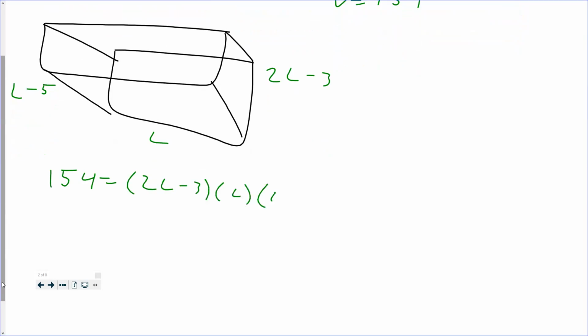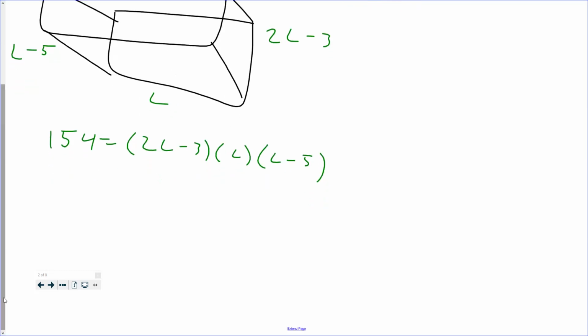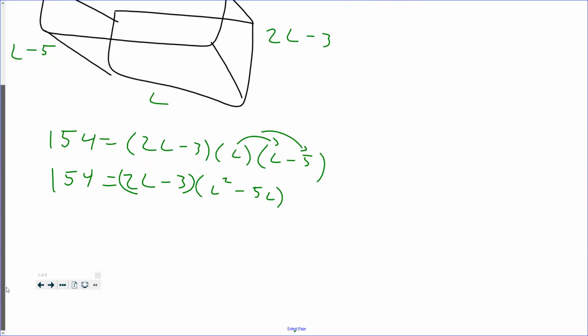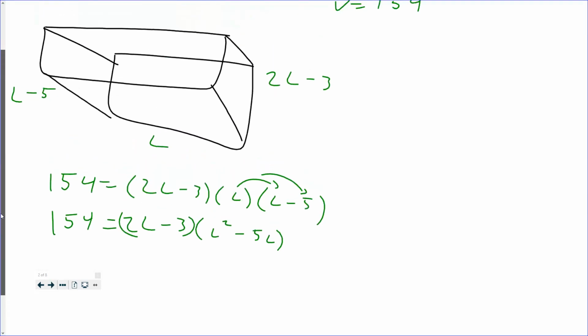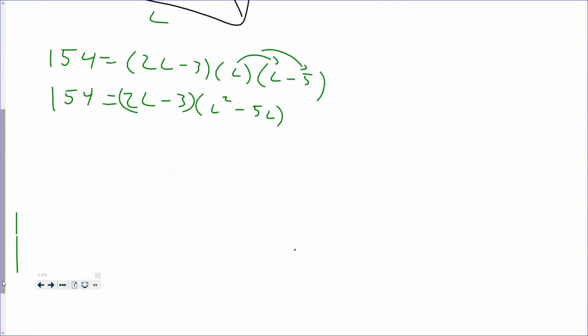All right, so the equation for this problem is your volume equals length times width times height. So 154 equals 2L minus 3 times L minus 5 times L. This L, I'm just going to distribute it in. I have 2L minus 3 times L squared minus 5L. And then I'm going to multiply them out.